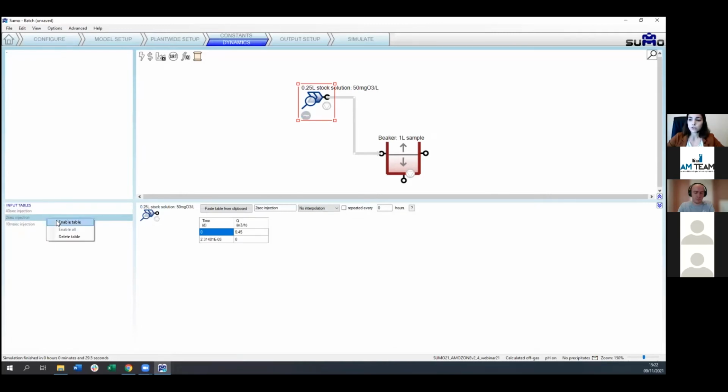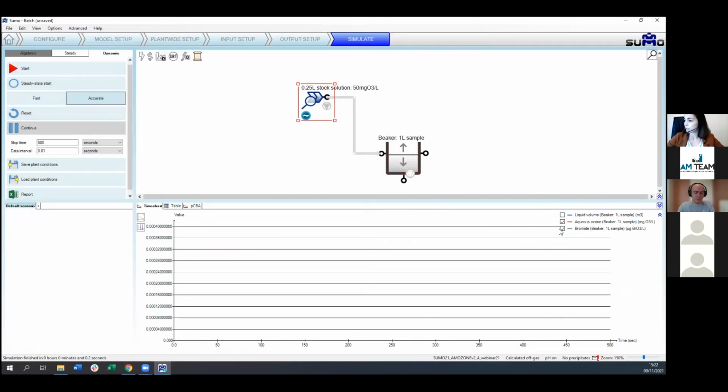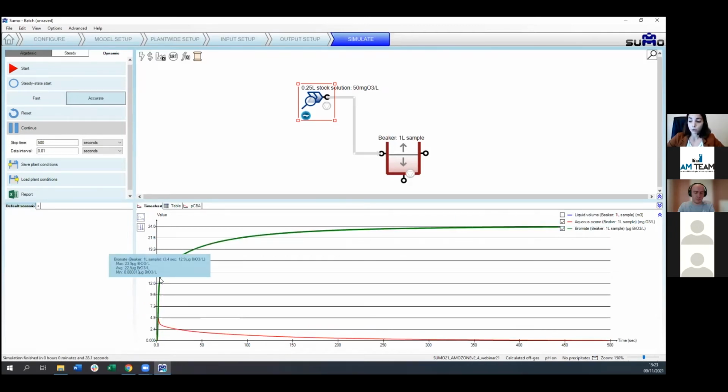We are now injecting the ozone stock solution, same volume, same concentration, within 2 seconds. Let's see what happens again in terms of ozone concentration and bromate formation. What we see is that we reach a lower ozone concentration in the beaker, in the liquid phase. Why? Because while we are injecting, the ozone reactions are happening, so at the same time the ozone is being consumed. We see again the same pattern with a drastic drop and a slower ozone decay afterwards.